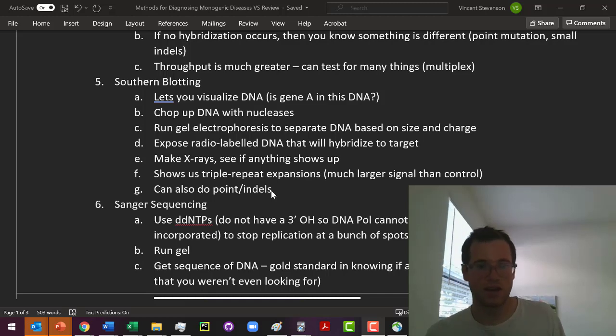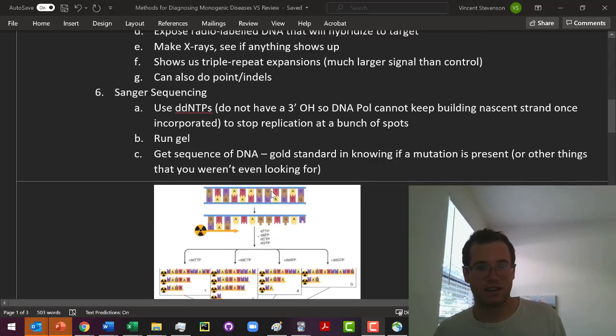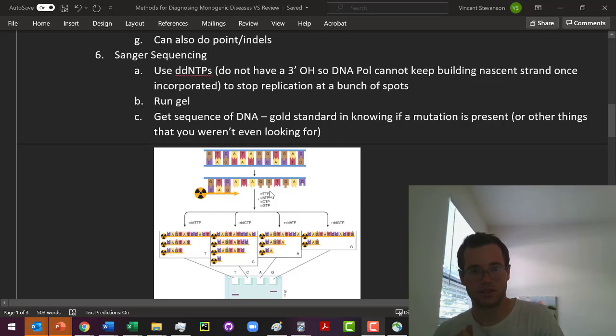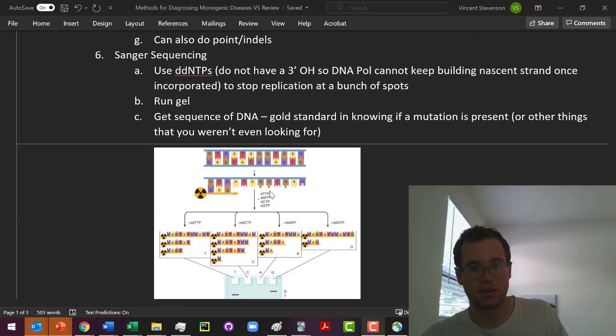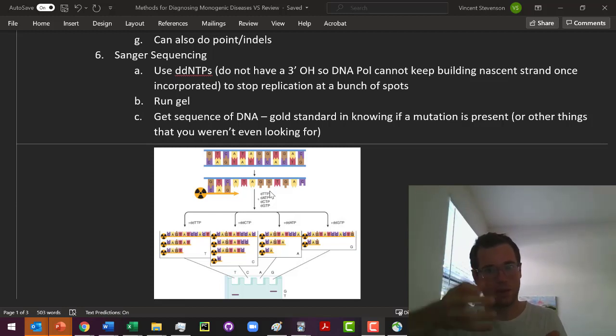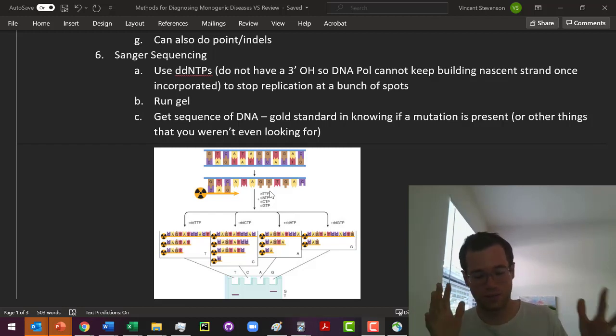And then finally, what we have is Sanger sequencing. Sanger sequencing makes use of these things called dideoxynucleotides. The reason it's dideoxy means that the nucleotide does not have a hydroxyl at the 3' carbon. And because of that, when you incorporate a ddNTP, like ddATP, onto your nascent strand, there's no 3' OH to build the subsequent nucleotide onto, so your replication will immediately stop and you get this fragment.